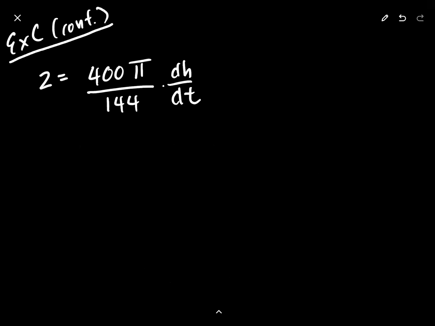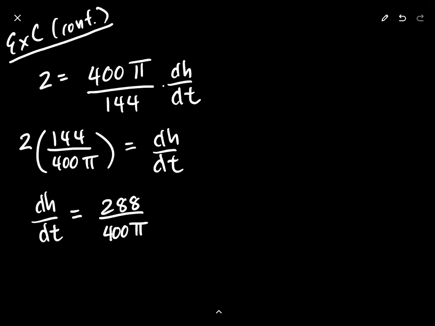To isolate dH/dt, we'll just divide both sides by 400 pi over 144, or multiply both sides by the reciprocal. So 2 times the reciprocal 144 over 400 pi will be equal to dH/dt. This will be equal to 288 over 400 pi. If we reduce the fraction, there's a common factor of 16 in the top and bottom that you can cancel. And the rate of change of h is 18 over 25 pi feet per minute.